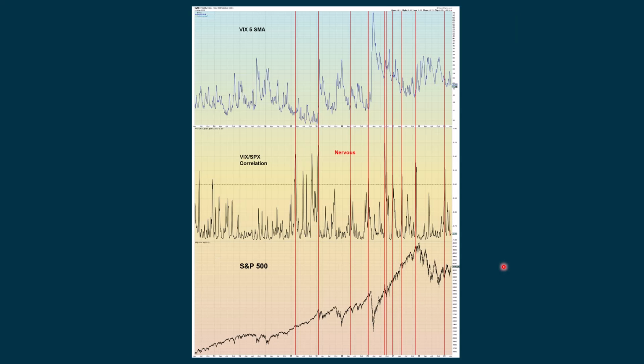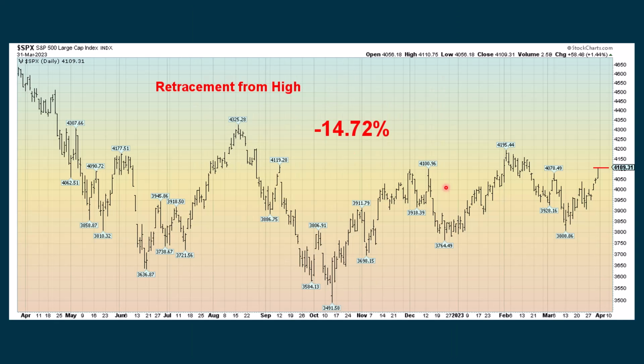We also look at a VIX to S&P 500 correlation. Sometimes the VIX does some weird things, and so this gives us an idea of what's happening in the VIX. We're not really seeing anything all that strange right now. When we really spike up like this, a lot of times that can give some support to the market because it's getting extra nervous. Also, we just want to trace where we're at from the all-time high. Even with the week that we saw last week, we're still down 14.72% from the all-time high.